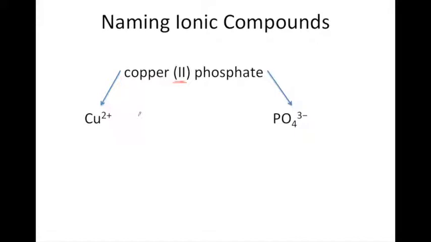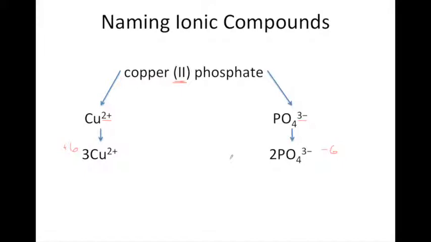So now let's analyze the charges and figure out the ratio. Each copper has a +2, each phosphate has a -3. So in order to get the charges to balance, we're going to need 3 coppers for every 2 phosphates. So 3 coppers, each with a +2, gives us a total of +6 for all of our cations, and the 2 phosphates, each with a -3, gives us a total of -6. So our total negative charges are -6. So those add up to 0.